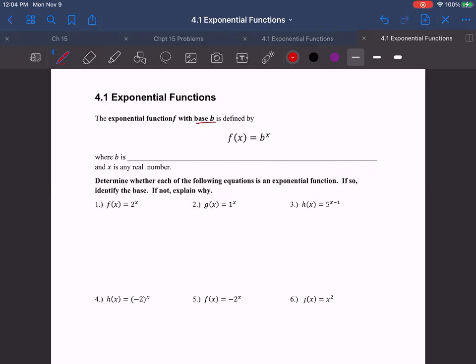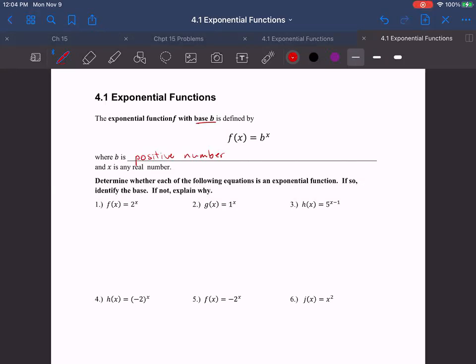where b is a positive number, just like that. All right, so it's going to be a positive number. It's not going to be a negative number. It can be a fraction, but it's going to be a positive number. And x is going to be any other real number.